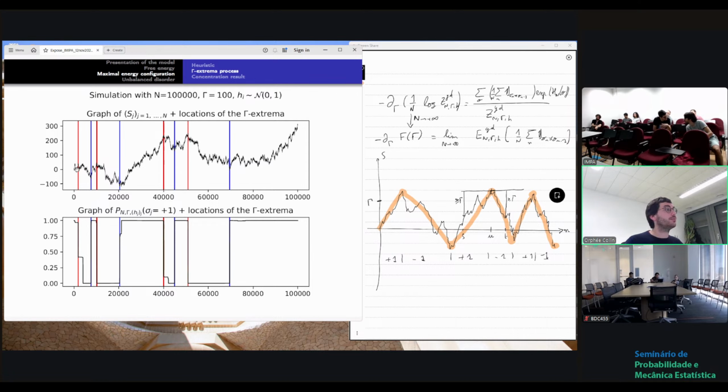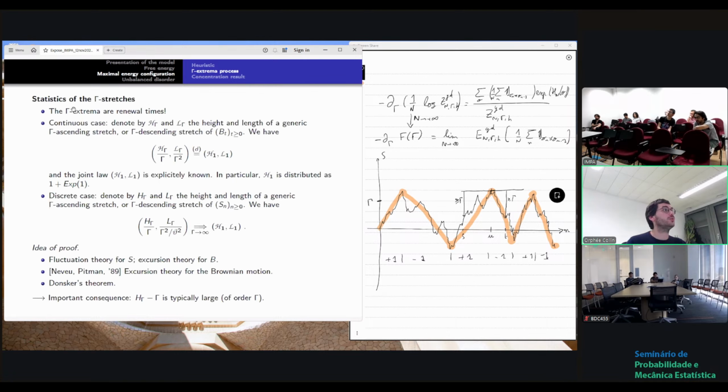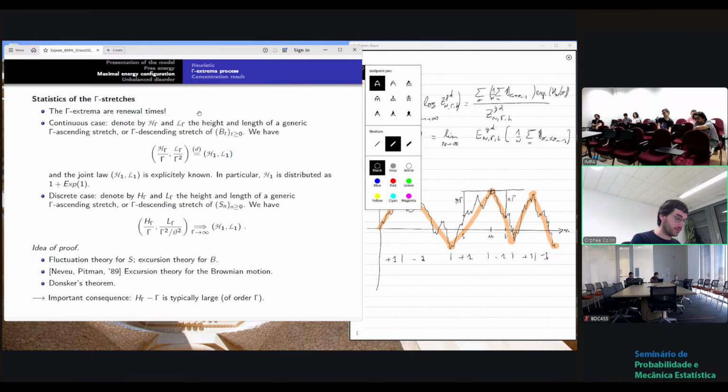In fact, these times are not stopping times, however, they are renewal times. You can see this using fluctuation theory, and this means that the potential is broken into portions which are independent, and the ascending portions are identically distributed, and the descending portions are also identically distributed. So this is quite interesting.